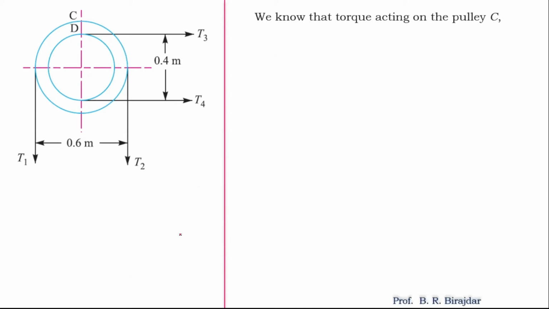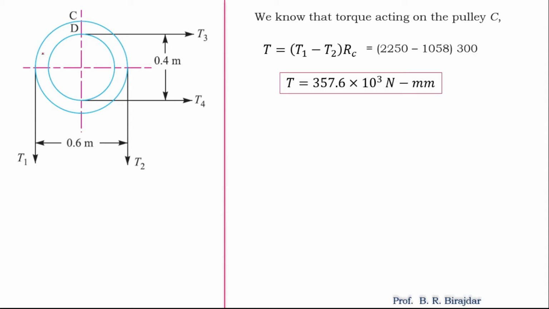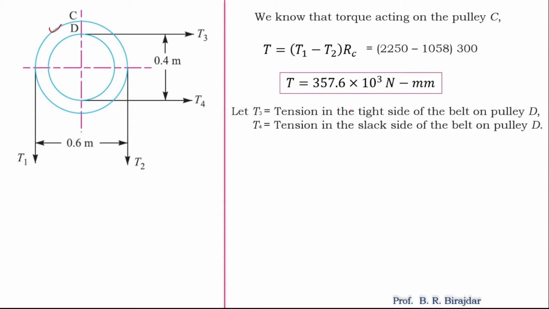Now similarly we will calculate the torque acting on the pulley C, right? So we know the equation: torque acting on the pulley is equal to (T1 minus T2) into the radius. T1 is the tension on the tight side, T2 is the tension on the slack side, and the radius of that pulley. From that we can calculate the torque. So we know T1 and T2 and the radius of pulley C, it is 600 mm diameter, so therefore it is 300 mm. In this way we calculate the torque acting on pulley C, it is 357.6 into 10 raised to 3 Newton mm.